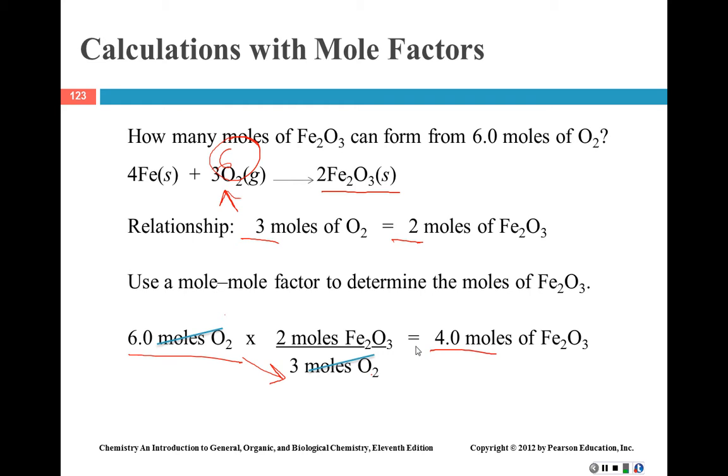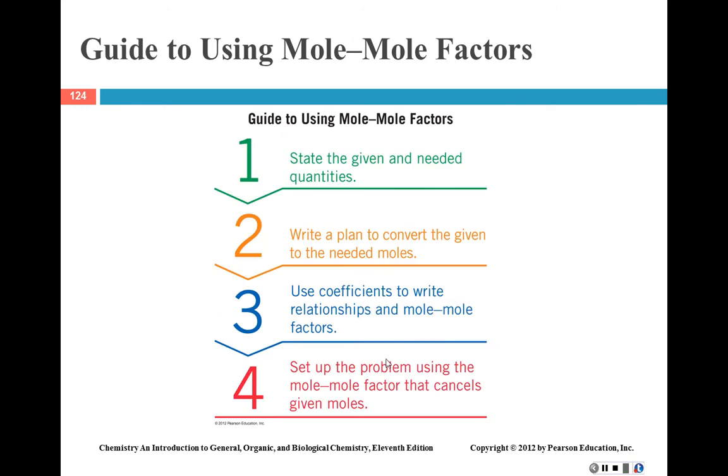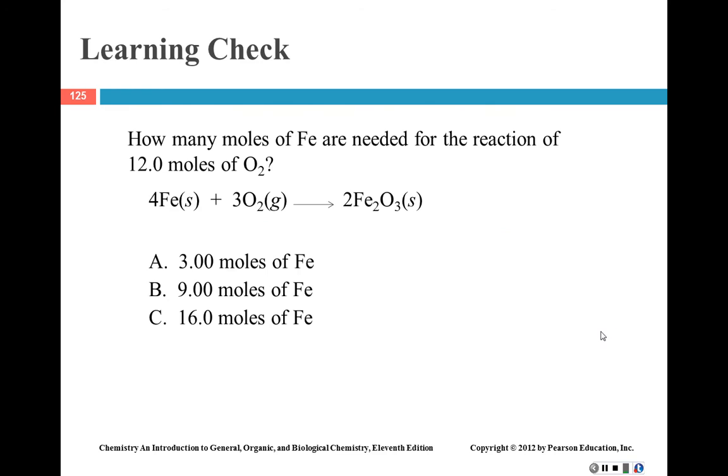Yeah, you could probably have done that in your head. But if you try to go through the steps, if you get one that's too complicated for you to do in your head, unless you're a savant, then it gives you practice on how to do that. So, as always, we state what is given and what we need. We write a plan to convert the given to the needed moles. We use the coefficients to write the relationships and the mole-mole factors, and then we set up the problem so that our mole-mole factors cancel and give us the answer that we want.